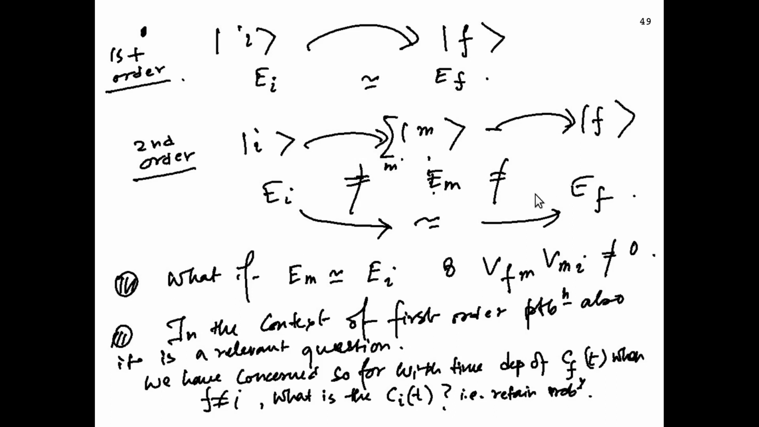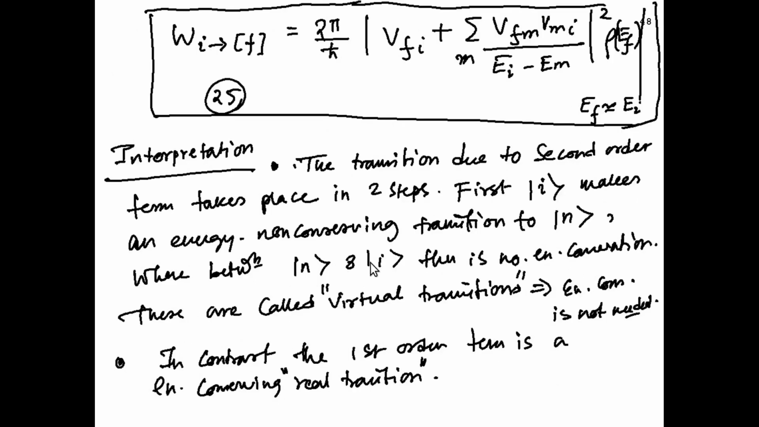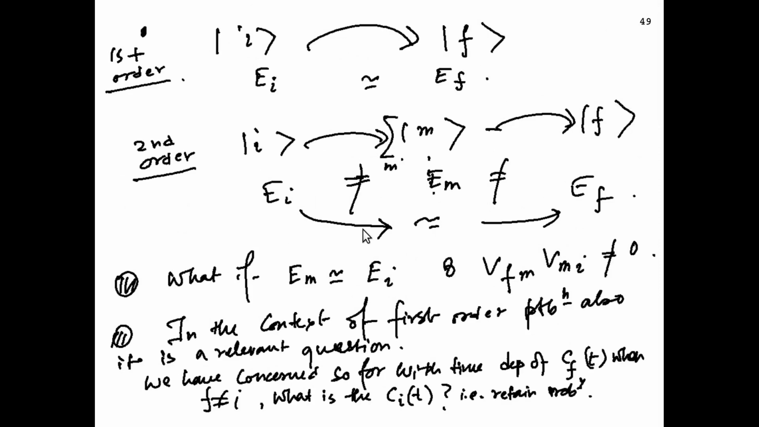EI and EF are almost equal, but that requirement comes from the first order transition, and there is no such requirement for the second order transition. That's why these are called virtual transitions. But that doesn't mean that the virtual transition cannot have an equal amplitude. So what happens when EM is almost equal to EI? You will run into trouble with this formula, because this formula has not accounted for the scenario that the intermediate state can be equal to the initial state.